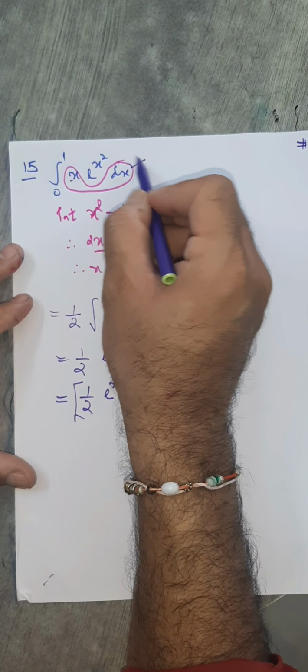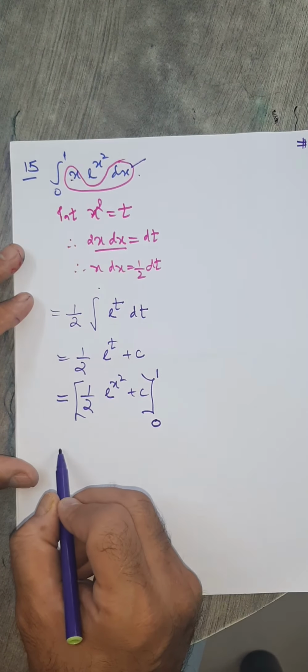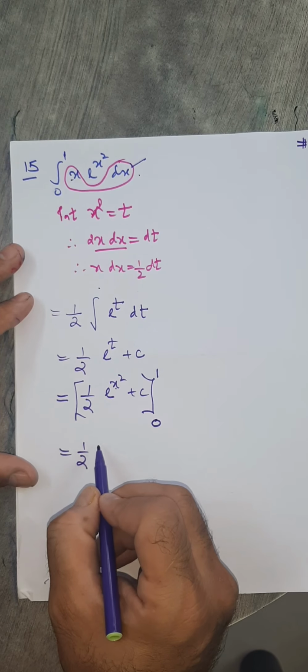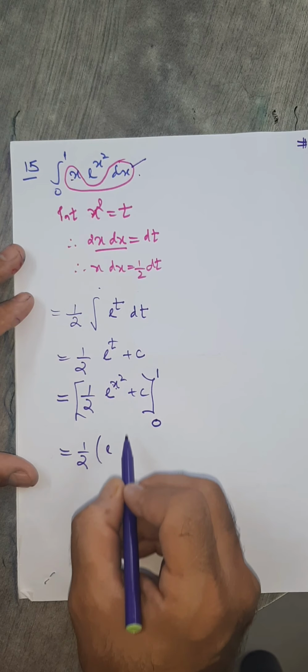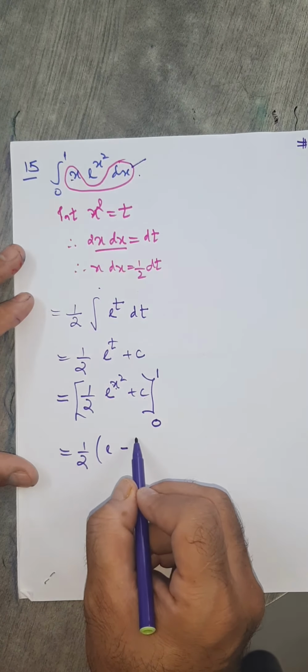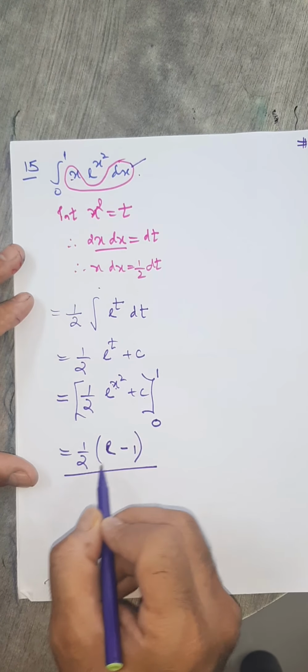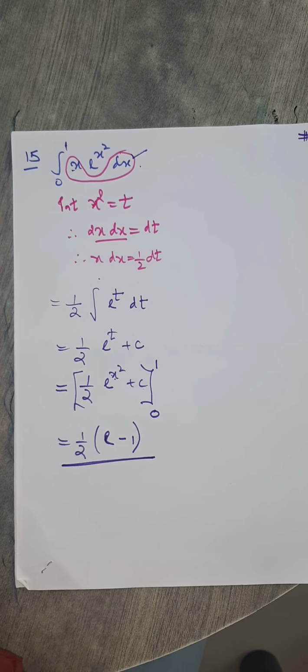The limits are about variable x, remember. Here you cannot write 0 to 1 for t, so 0 to 1 for x. Now upper limit minus lower limit. First, upper limit 1: e raised to 1 is e, plus c will get cancelled. Minus lower limit 0: e raised to 0 is 1. So half (e minus 1), that is the answer in question number 15, remember.